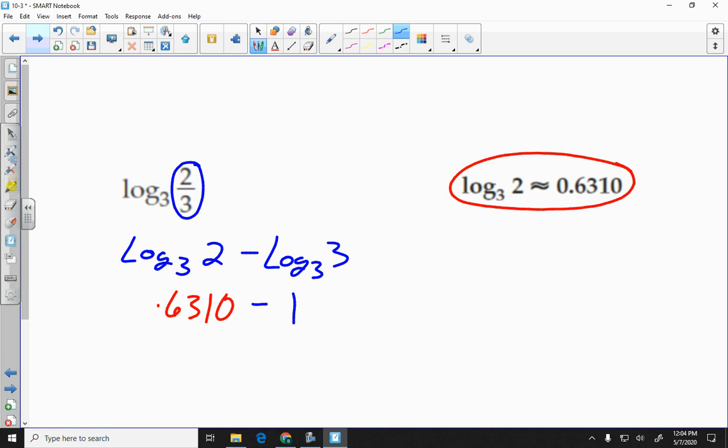So I can go and subtract these, and I can estimate that log base 3 of 2/3 is about 0.369. So that's one way we can write these.